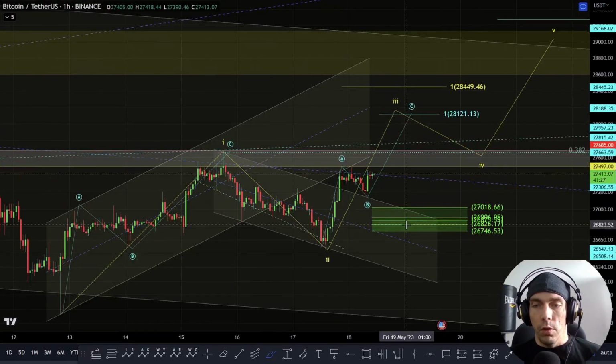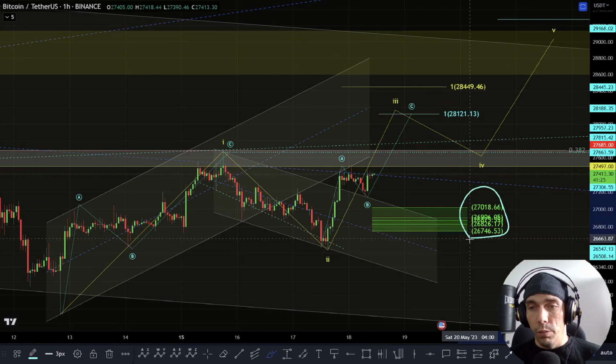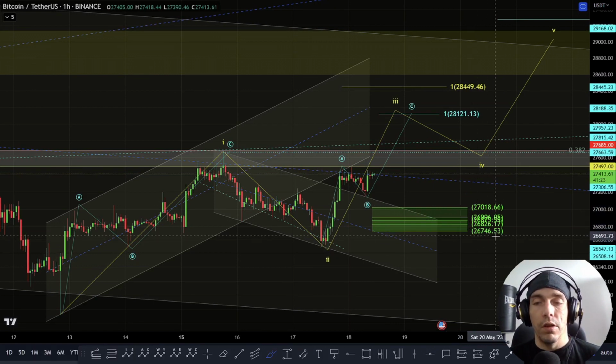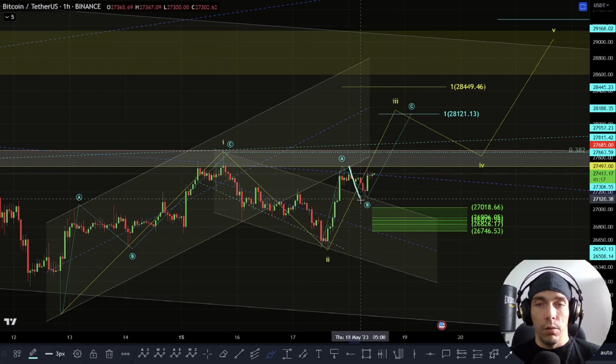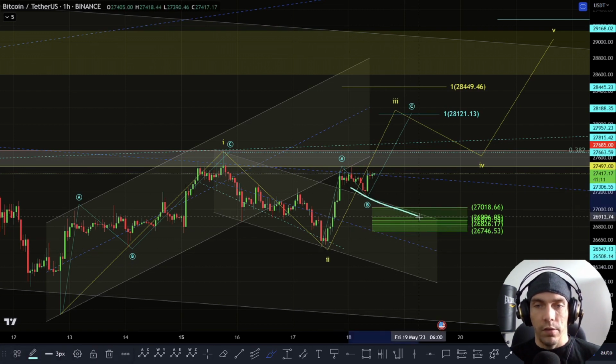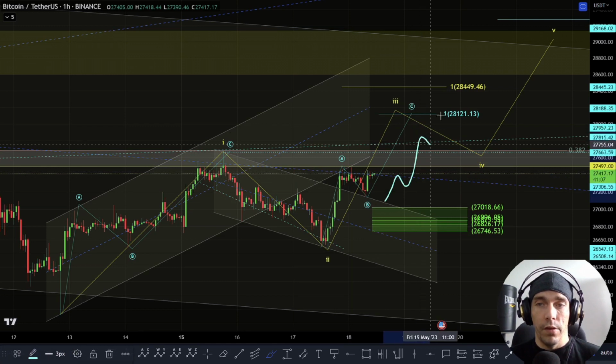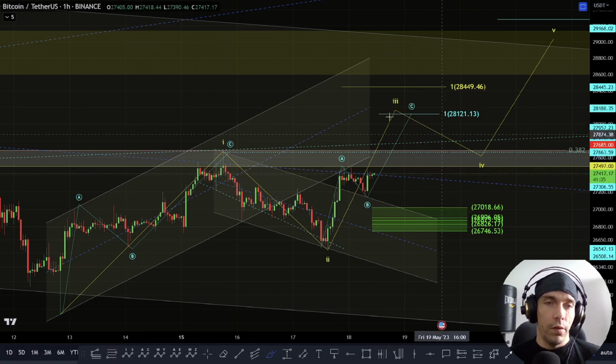If this B wave is not completed, it can potentially still find support here between this 26,744 to this 27,018. Now, that could be something like this. We form a B wave up, and then we get a C wave down, something like this, coming back into this channel line again one more time, and then looking for that 5-wave sequence to the upside. So we're going to have to give this a bit of space.